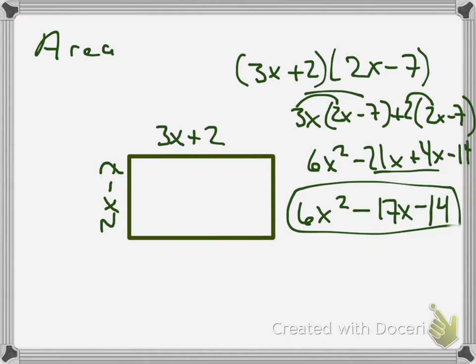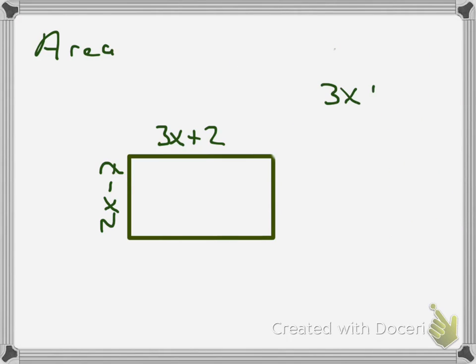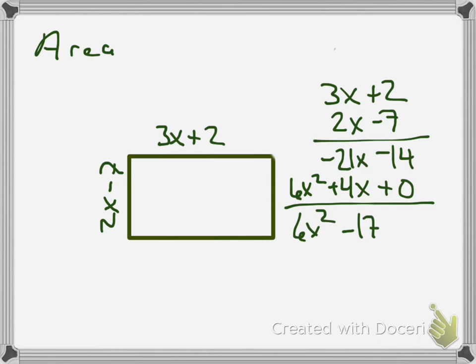Now comes the next part. Let's try this with the vertical method, which is what I prefer, but again, you can use whichever method you want. 2 times negative 7 is negative 14. 3 times negative 7 is negative 21. 2 times 2 is 4x. And 3 times 2x is 6x squared. Combine your like terms, and you can see we get the same answer. So this should be fairly easy.